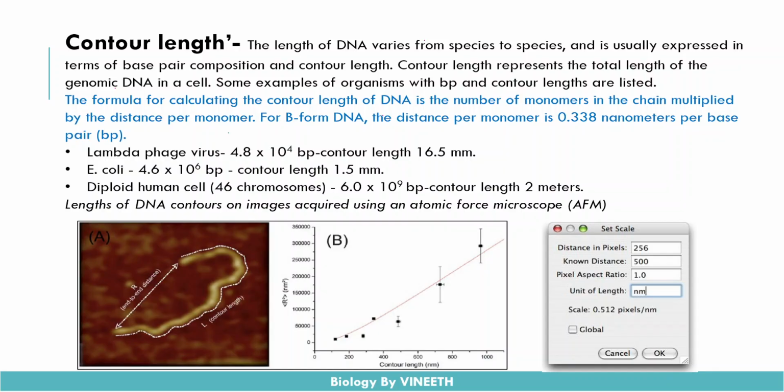So contour length is the total length of the genomic DNA, calculated by multiplying the total number of base pairs with the distance between the monomers, or the bases. For a diploid human cell, in the nuclear genome, the distance between the base pairs is 0.338 nanometers. So this is what the contour length is.